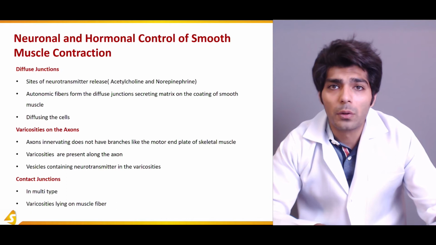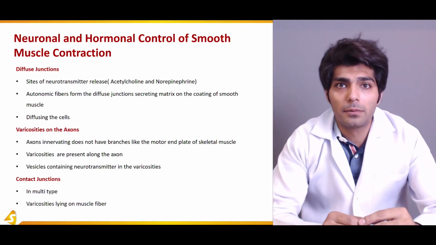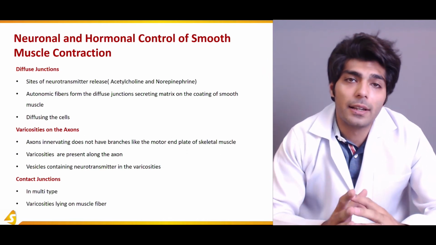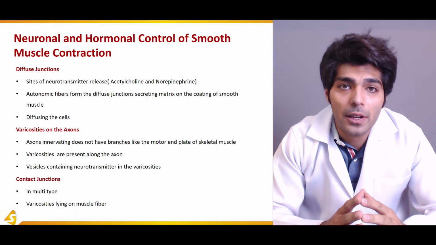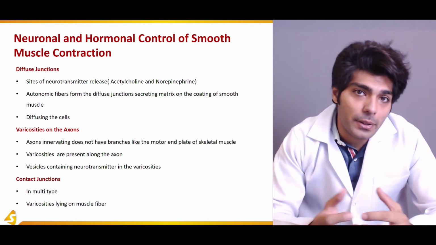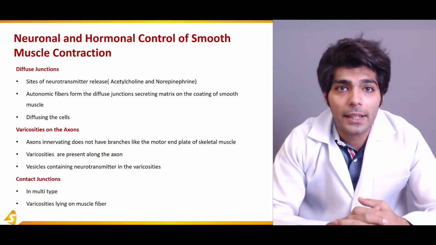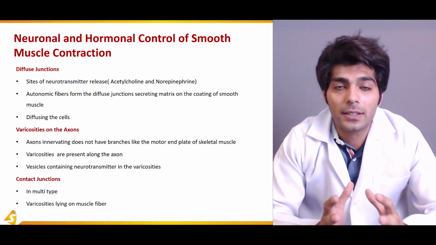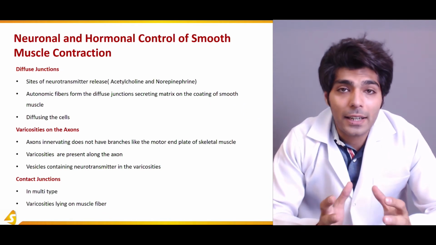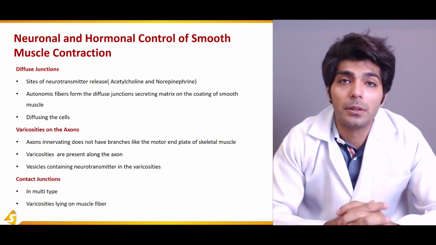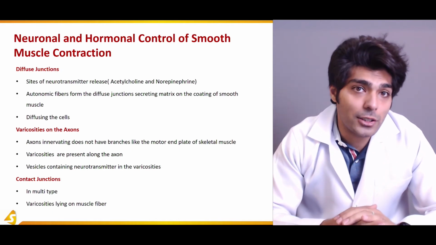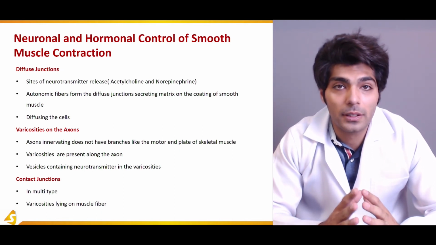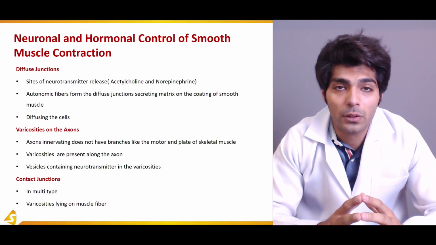Acetylcholine is released with the help of parasympathetic stimulation. It binds on the muscarinic receptors and causes contraction in the smooth muscle, while epinephrine targets the sympathetic nervous system and relaxes the smooth muscle cell. In the multi-unit type there are contact junctions, while in the single unit we have gap junctions.